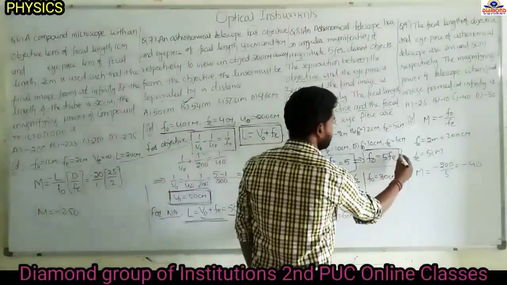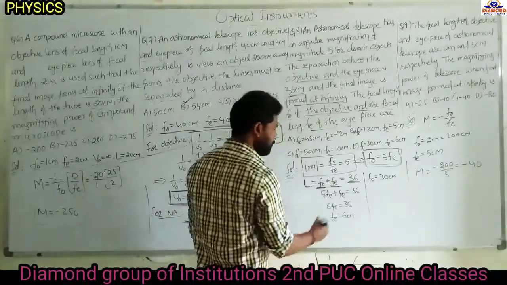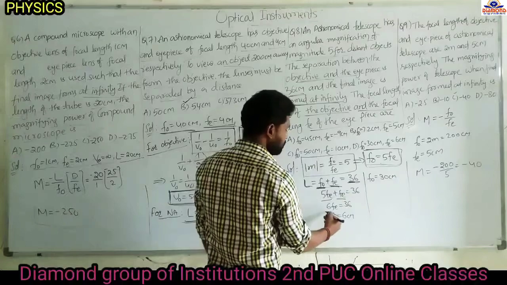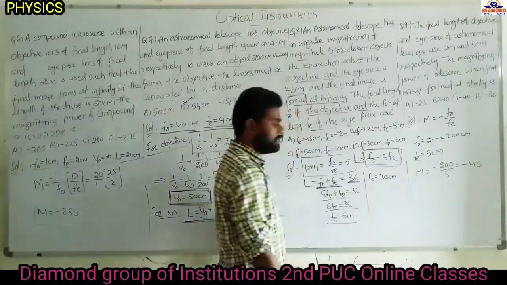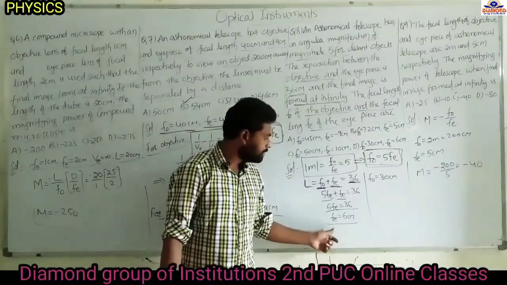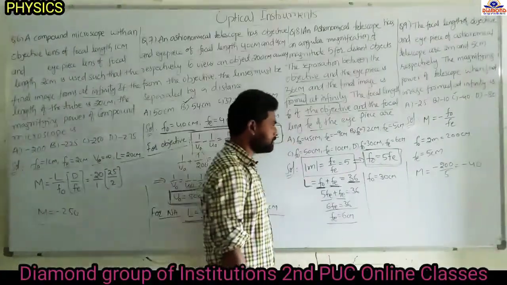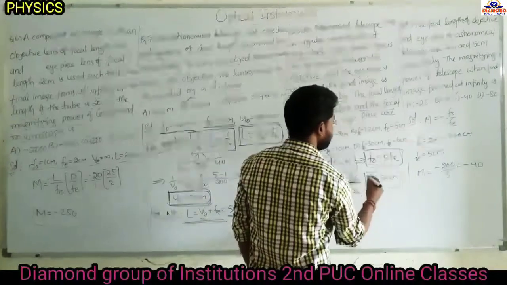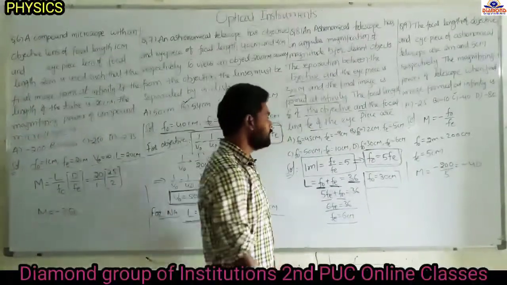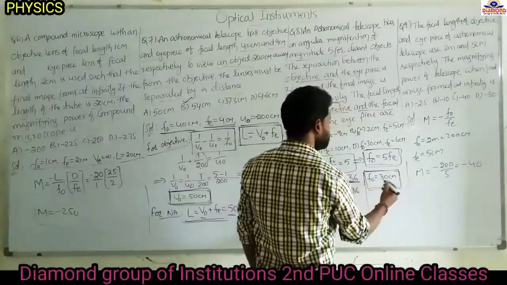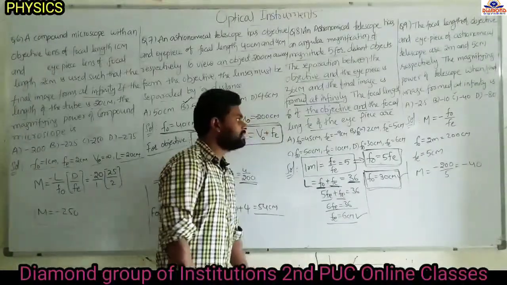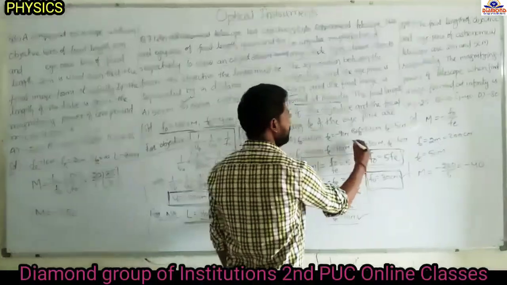The length f naught plus fe equals 36. From this condition, f naught equals 5 fe, so 5 fe plus fe equals 36. I am substituting 5 fe for f naught. So 6 fe equals 36, fe equals 6 centimeters. Fe is the focal length of the eyepiece, which is 6 centimeters. Then the focal length of the objective lens, f naught, equals 5 fe, which is 5 into 6, 30 centimeters. So the objective lens focal length is 30 centimeters and the eyepiece focal length is 6 centimeters. So option D is the right answer.